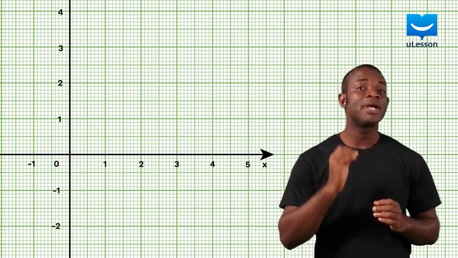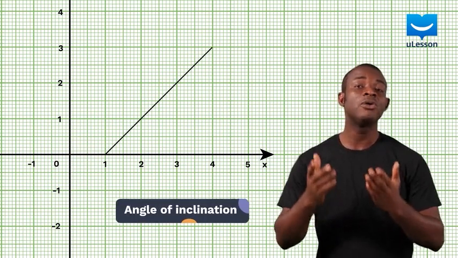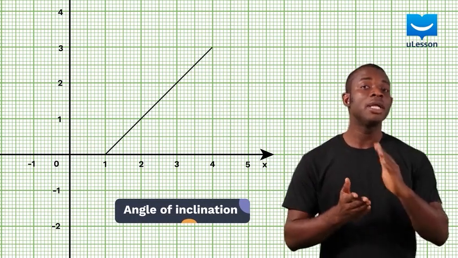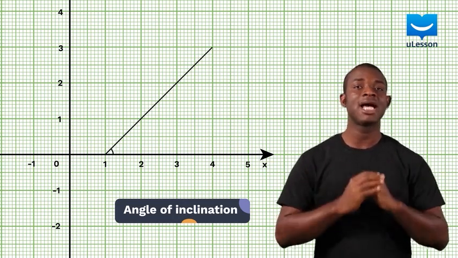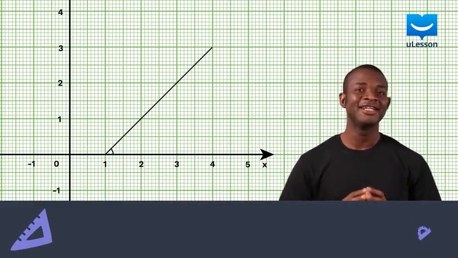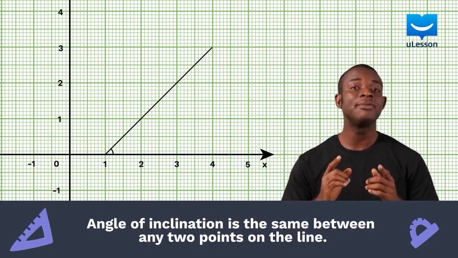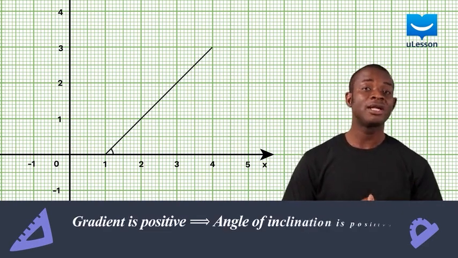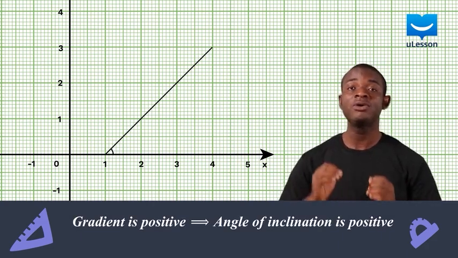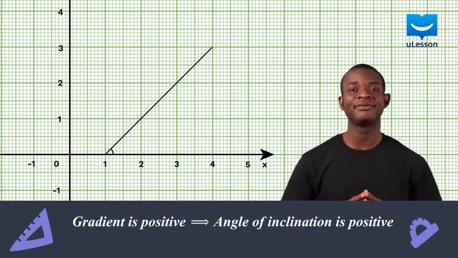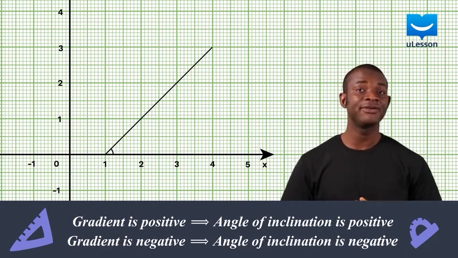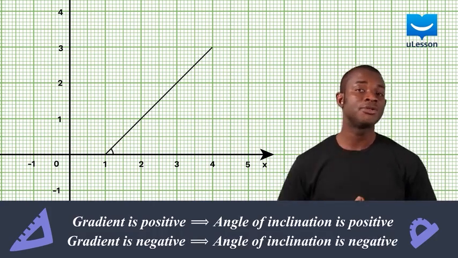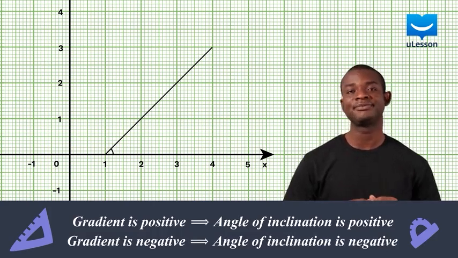Another concept that can be explored from gradients is the angle of inclination. The angle of inclination is the angle the line makes with the x-axis. Interestingly, the angle of inclination is the same between any 2 points on the line. Whenever the gradient is positive, the angle of inclination is positive. And when the gradient is negative, the angle of inclination is also negative. This is due to the fact that y is decreasing.